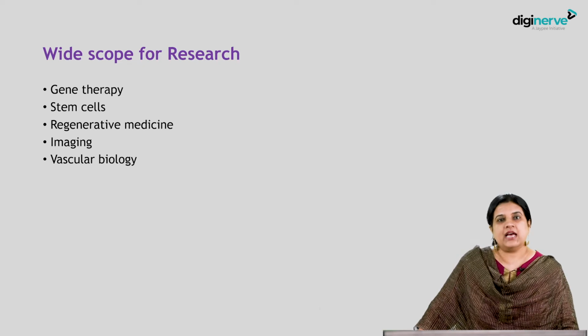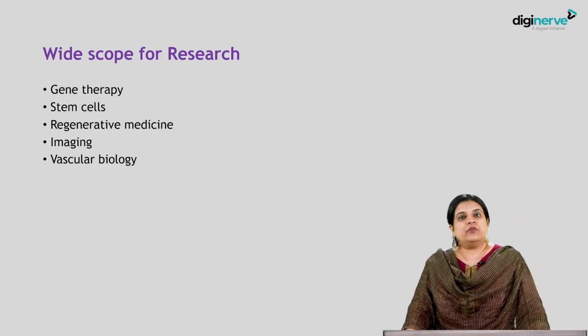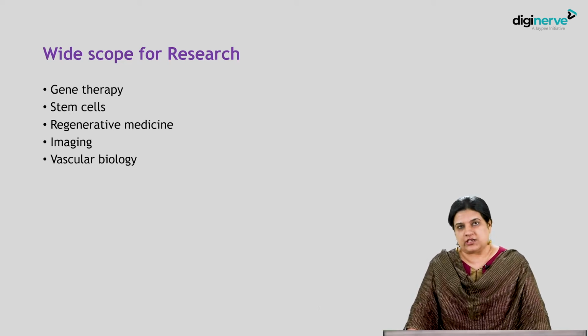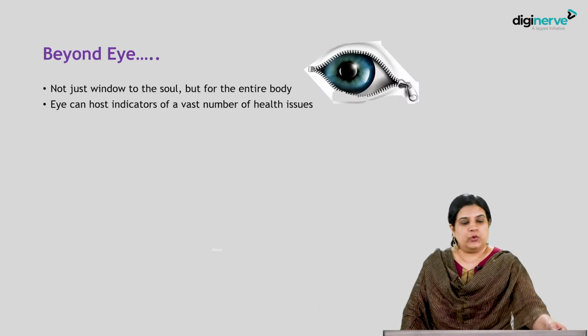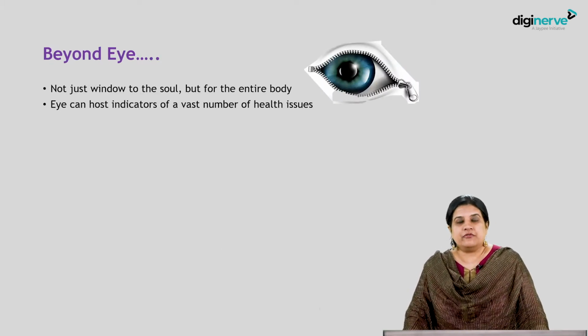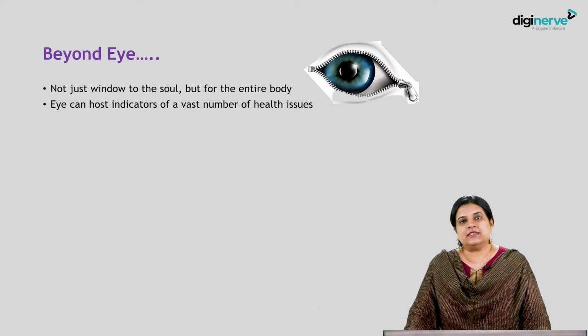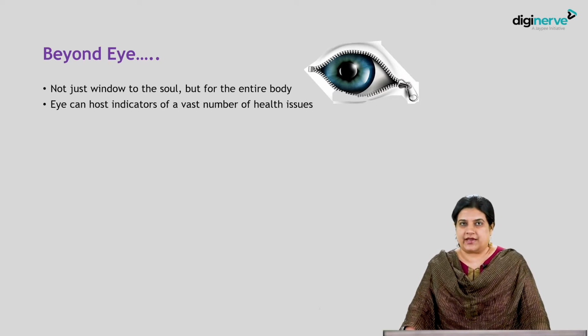We are not only dealing with clinical work or surgical work. This subject has a wide scope for research. Ophthalmology is doing very well in terms of gene therapy, stem cell research, regenerative medicine, imaging, and vascular biology. When we talk of all these, we are not just looking at the eye, we are finding other diseases that have manifestations in our eye. So there are several systemic diseases that can be detected by looking into the eye.